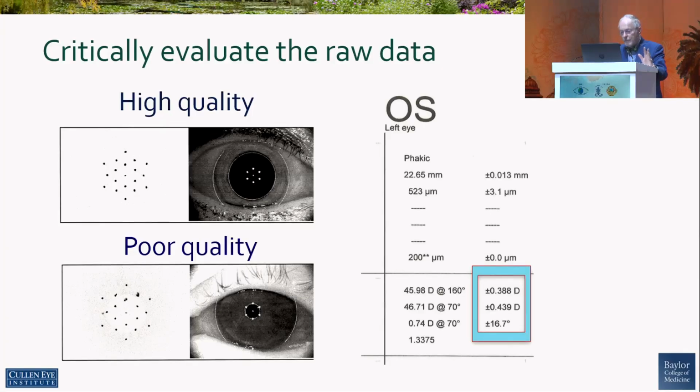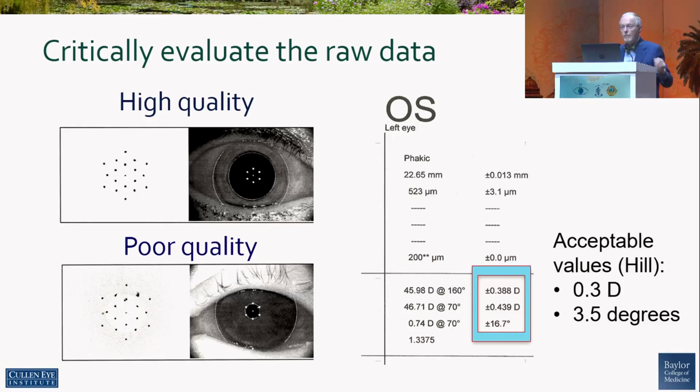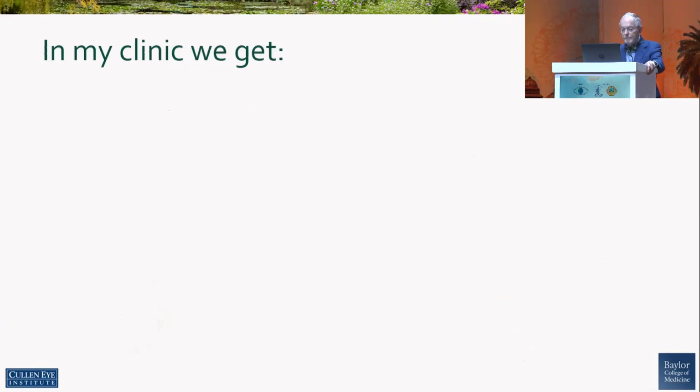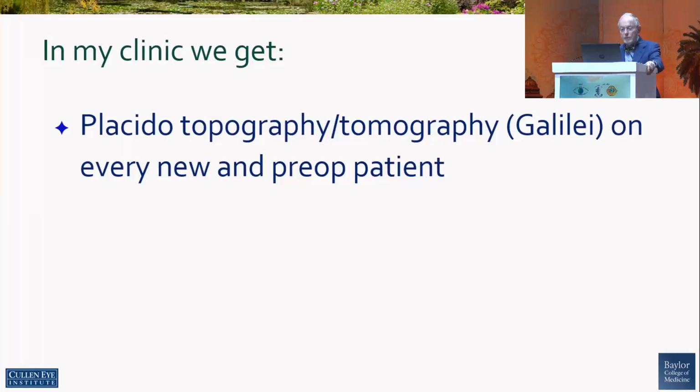And you can use mathematics, the standard deviation that Warren Hill has taught us. If the standard deviation for the power is over 0.3 or for degrees over 3.5, you have to really be wary. In my clinic, we get Placido topography and tomography on every new patient and every pre-op patient. That's the Galilei. And I like the Galilei because it has the Placido mires, and that gives me a good sense of the raw data.